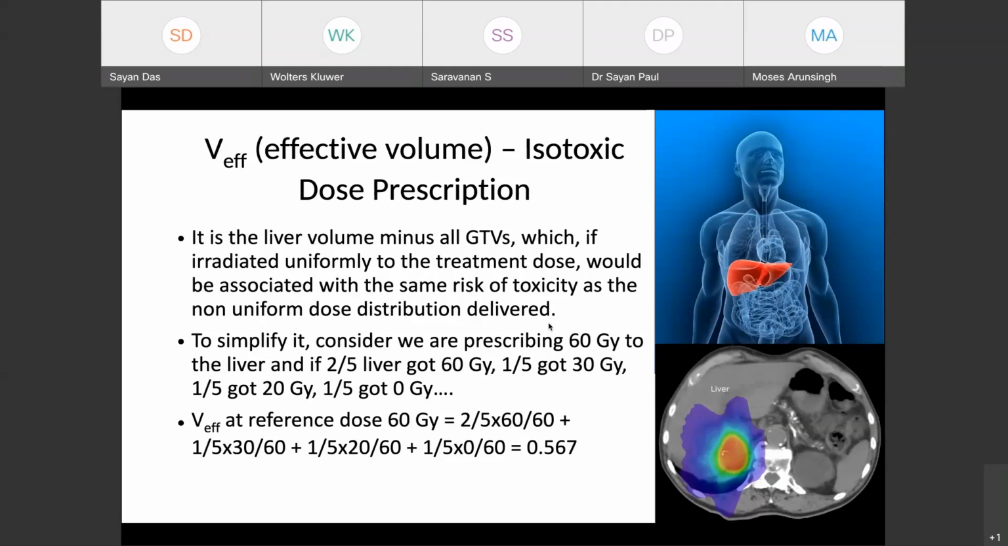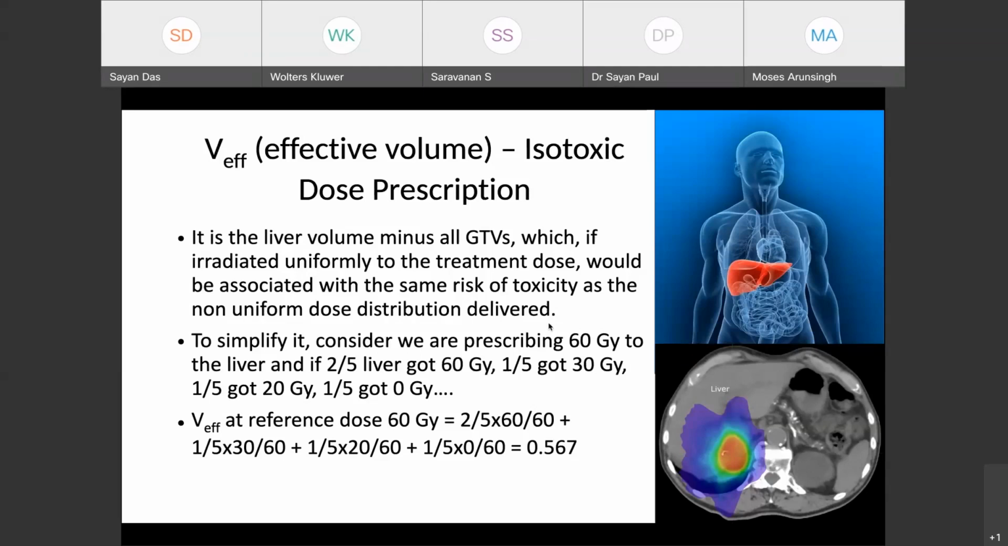So what she suggested is, what is the effective volume of liver? It is the normal liver volume, which excludes the gross tumor volume, which, if irradiated uniformly to the prescribed dose, will lead to the same risk of toxicity as the non-uniform dose distribution that we are delivering while delivering SBRT. If I give an example, it will be easier to understand.